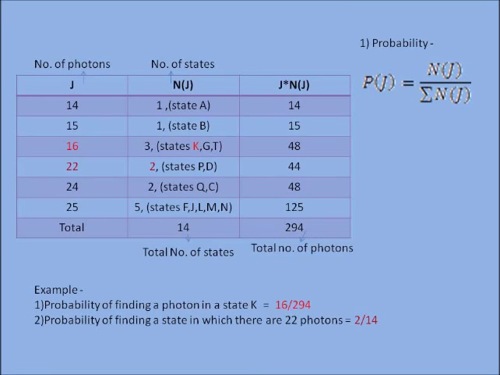Now we will see another example. The probability of finding a state in which there are 22 photons. From the table, it is clear that there are only two states, P and D, in which there are 22 photons and we have 14 states in total. So the probability is 2 over 14.